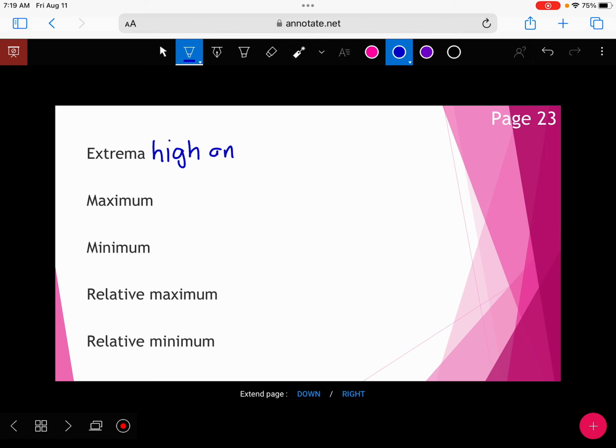High and low points. Peaks and valleys, mountains and valleys. Maximums and minimums are the technical names of them. But whatever works for your brain, it's those little bumps and dips.